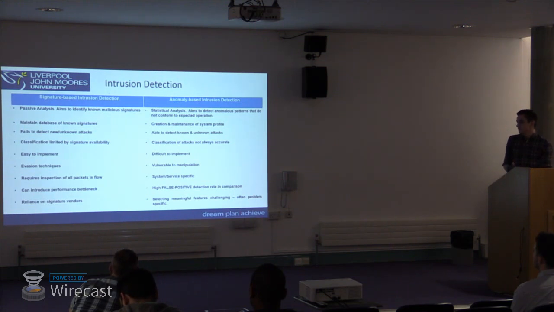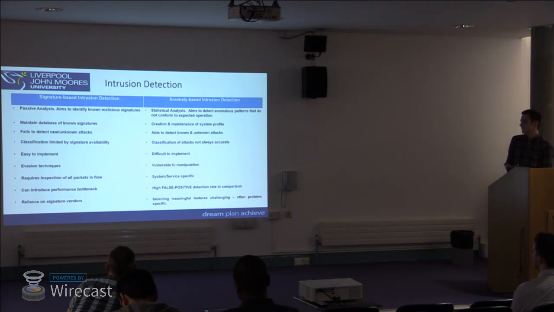When you consider intrusion detection, going back to the limitations with what exists in models, there are probably two that we consider most prominent throughout the literature. So for signature-based detection, which we've covered a few times today, it is passive analysis of network traffic that aims to identify malicious signatures. This is done by maintaining a database of known signatures. Limited in the sense that they can fail to detect new or unknown attacks. If the signature is not available, it's just not going to detect it. It's just going to be missed. Classification is limited by this as well.